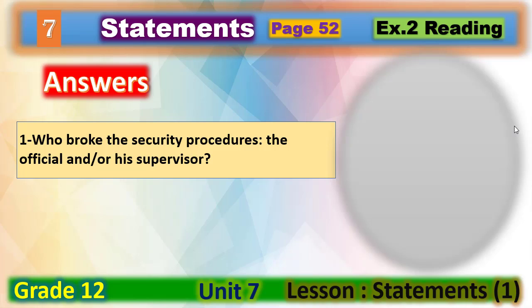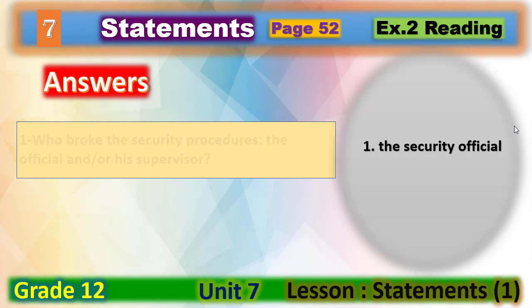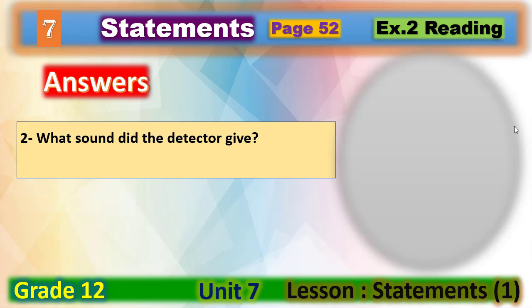Who broke the security procedures? The official and or his supervisor. What do you think? Great. The security official. Number 2. What sound did the detector give? A beep or a beeping sound.